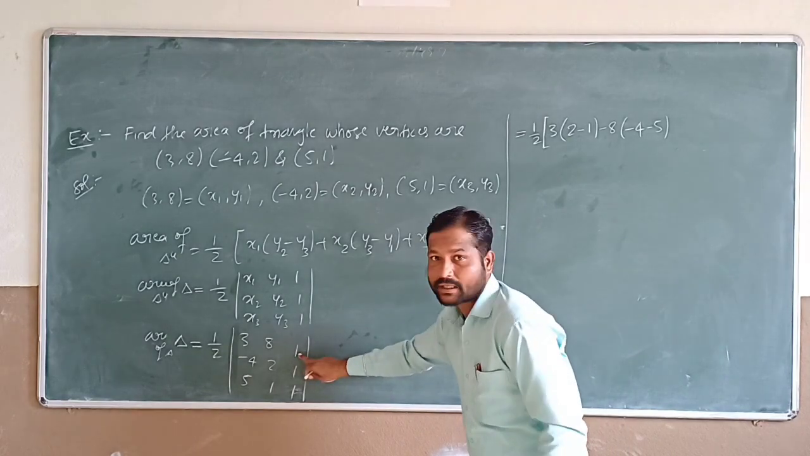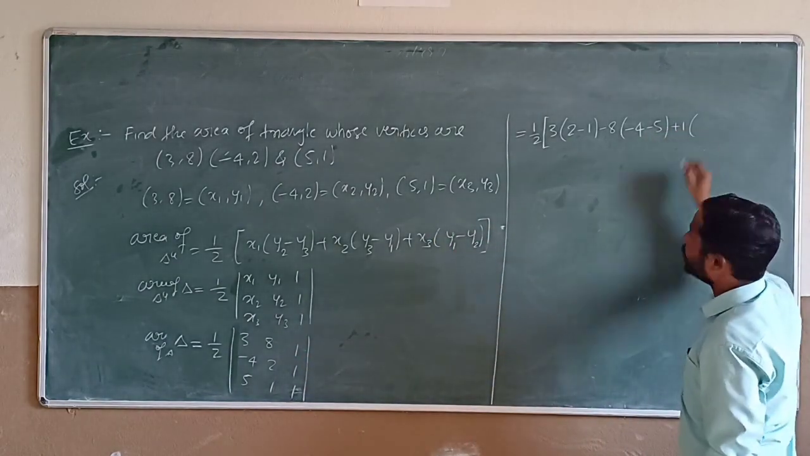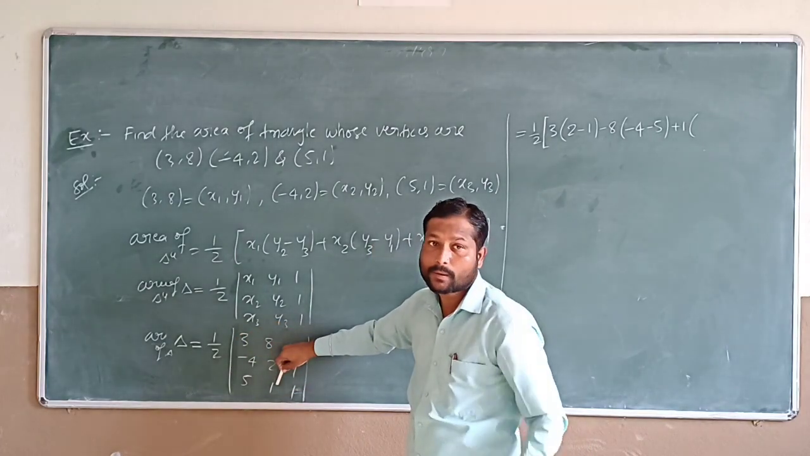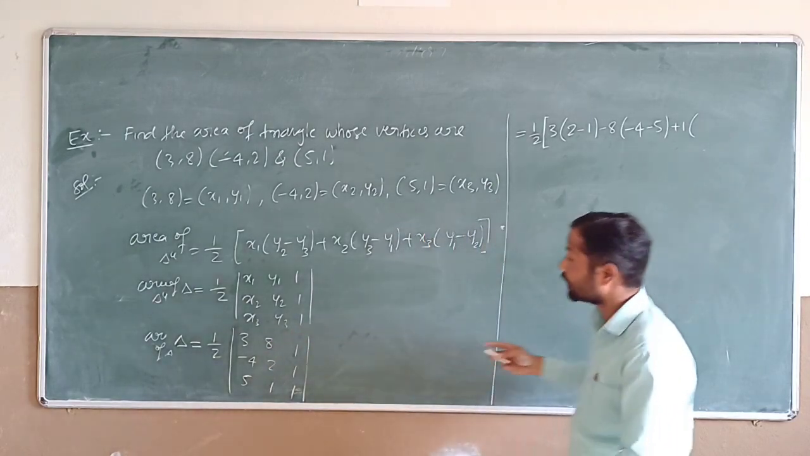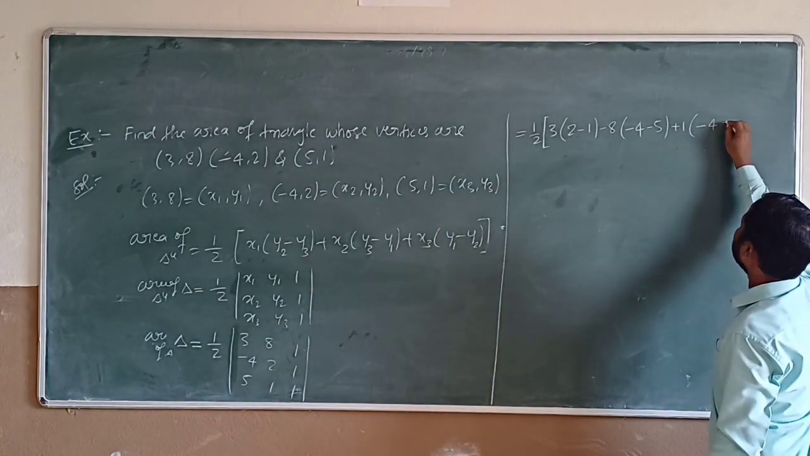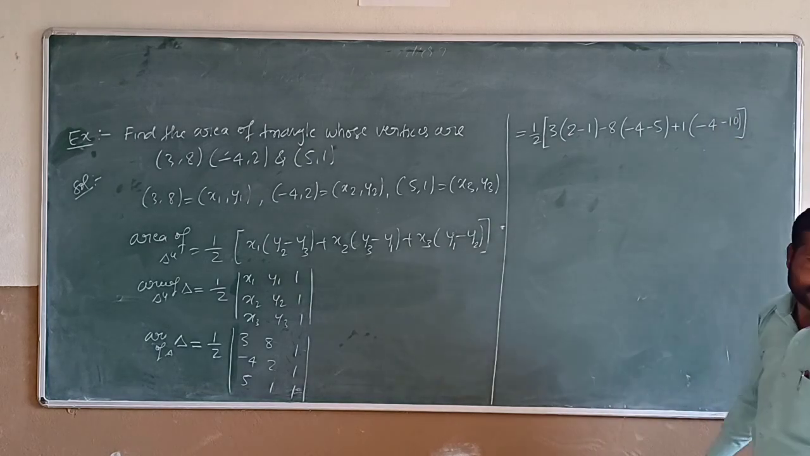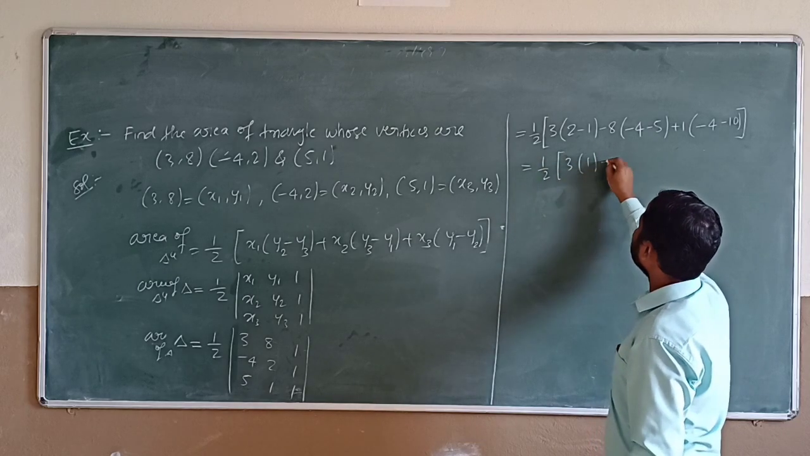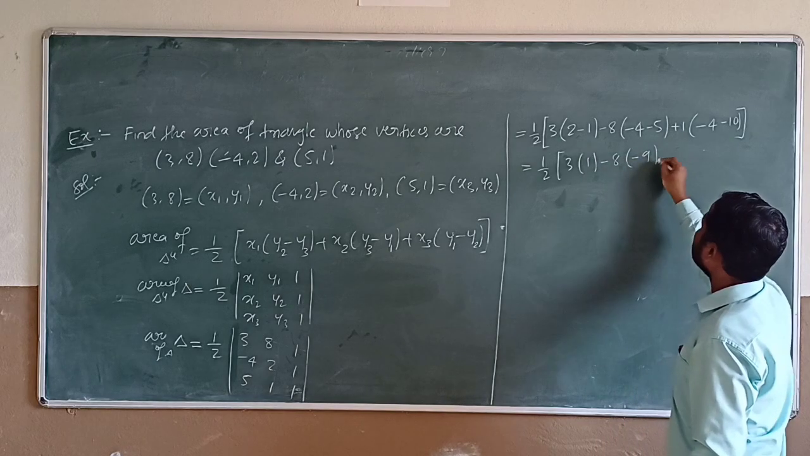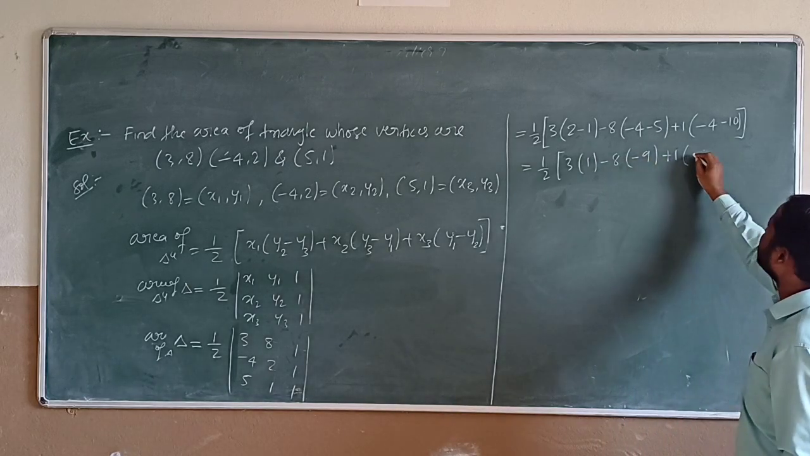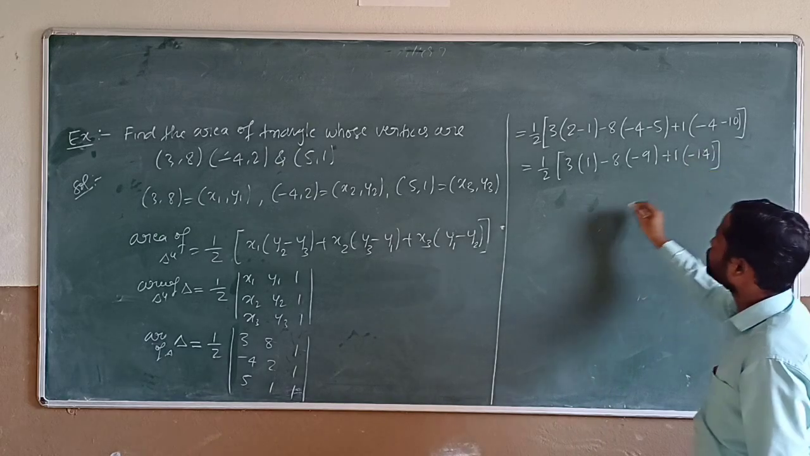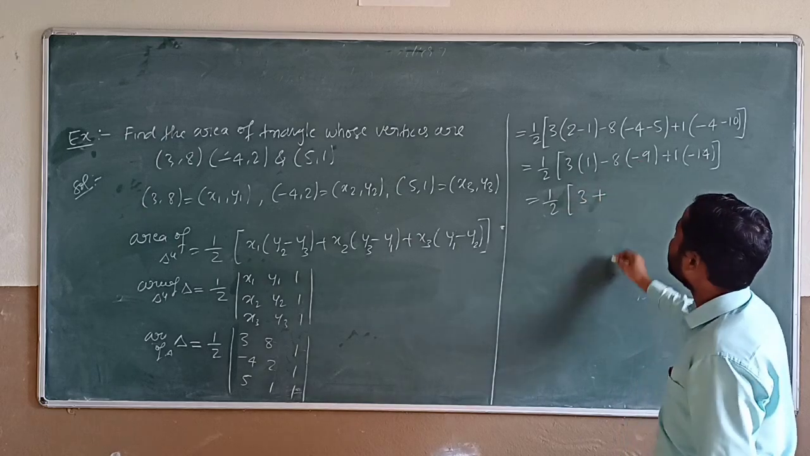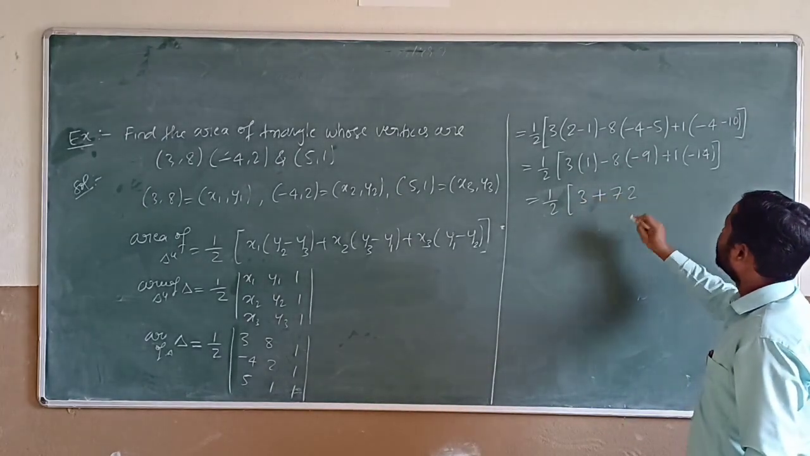Next, the A13 element is plus 1, so plus 1 into, deleting the first row and third column, minus 4 into 1 is minus 4, minus 5 twos are 10, that is minus 4 minus 10. Now close this, right? Simplify: 1 by 2 into 3 into (2 minus 1), minus 8 into (minus 4 minus 5, that is minus 9), plus 1 into (minus 4 minus 10, that is minus 14). Then 1 by 2 into 3 ones are 3, minus into minus plus 8 times 9 are 72 now.